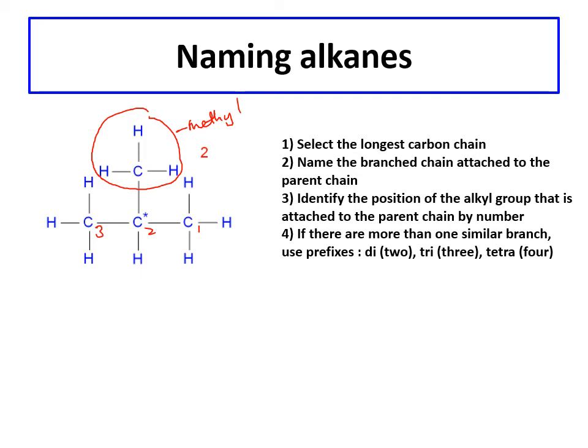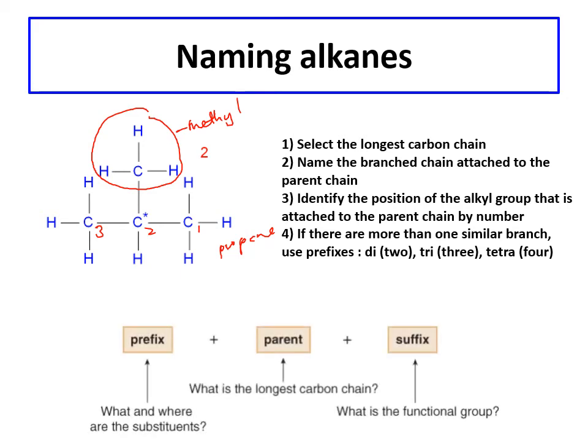So the name will be, if you see the parent chain, you have 3 carbons, so it will be propane. Okay, that is your parent or the main chain name. And then you need to put the position of your substituent, which is methyl, 2-methyl propane. Okay, so 2 will tell you the position on which the methyl is attached to. And then propane will tell you how many carbon in your parent chain. Okay, so this is your first isomer. The name will be 2-methyl propane.